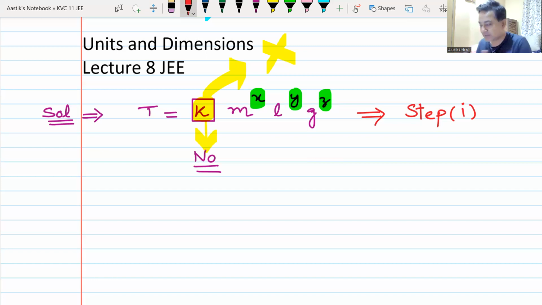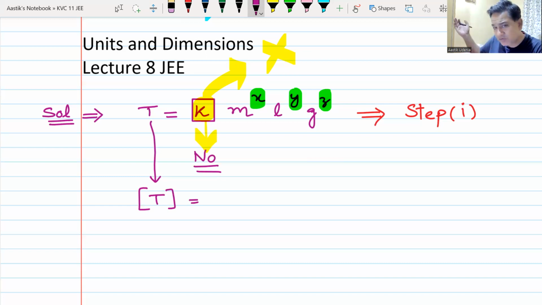Dimensions, right? We are just going to look at the dimensions. What is the dimension of time period t? It is T. Yes or no? T is equal to dimension on left hand side and dimension on right hand side. They must match. That's it. Now this k does not have any dimension, so it just does not come in the equation.